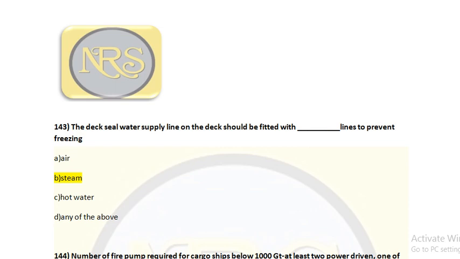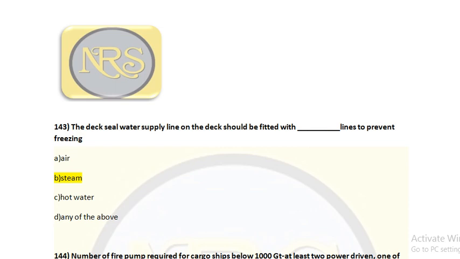So many websites, so many channels, videos, said it was hot water, but it is steam. If you see the fill line, you can see there is a heating coil. It will be steam. It is also tested in dry docks. So steam is the correct answer.